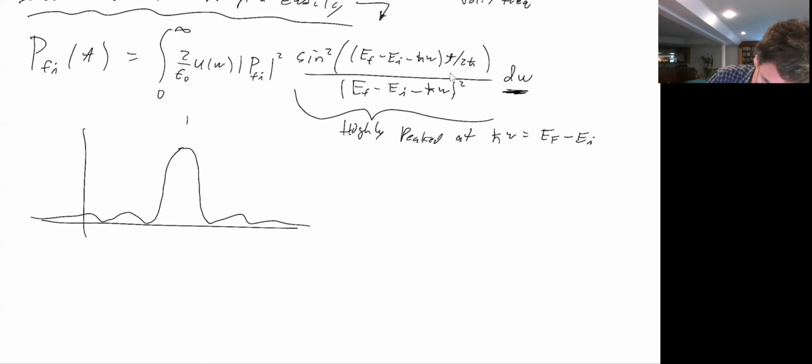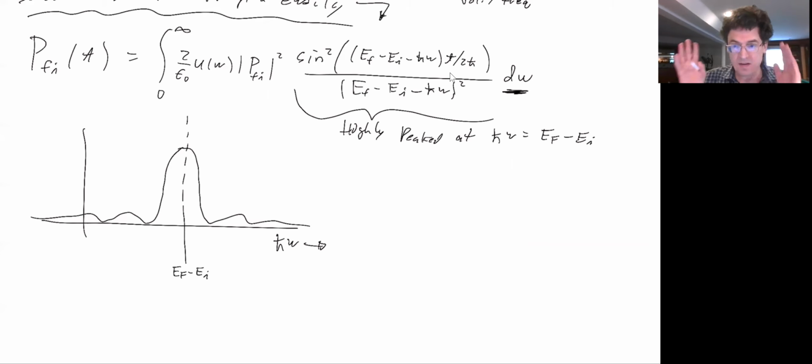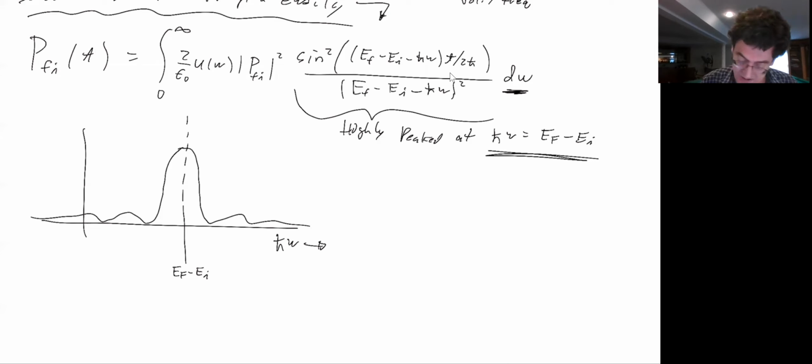If I plot this as a function of h bar omega, then this point right here will be EF minus EI. So it's highly peaked where h bar omega equals EF minus EI. And we know that this thing gets bigger with time, as a function of time squared, and it gets narrower. The width goes as 1 over time. So it's highly peaked as time goes on.